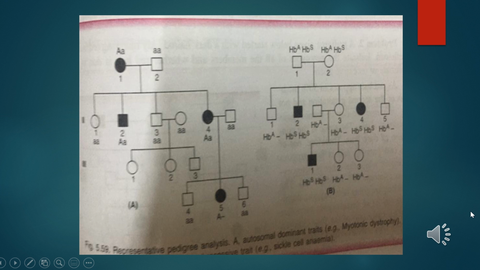Now this picture is representing pedigree analysis, which I have discussed earlier in the previous slide. Autosomal dominant trait A and autosomal recessive trait B. So second example, B example is of sickle cell anemia, and A is example of myotonic dystrophy. So you take a pen and paper and make all these crosses and see what results you get.